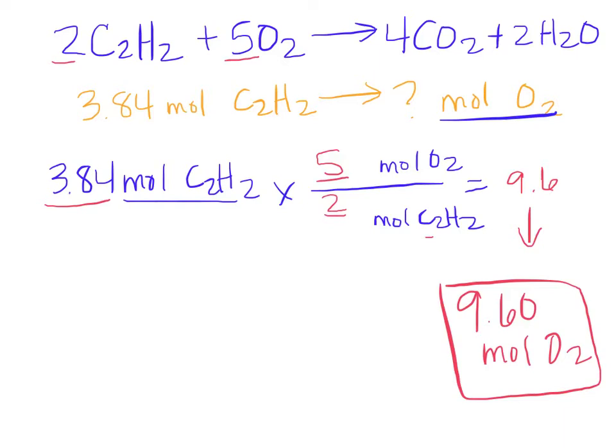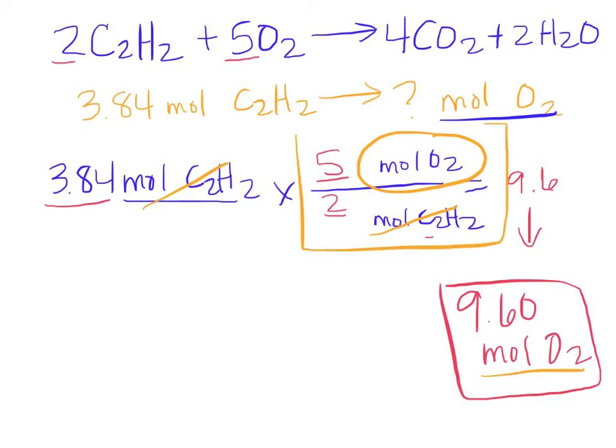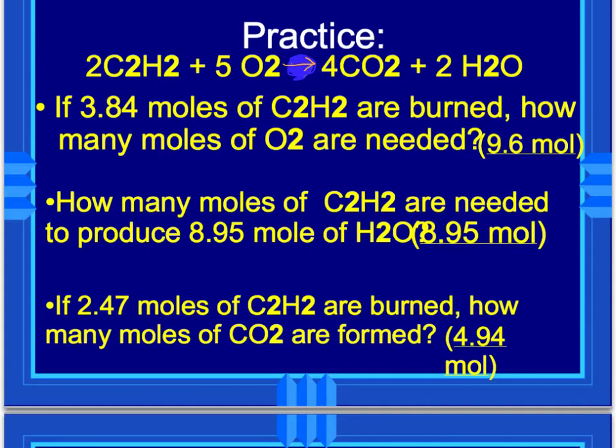So just a quick review of how I solved this problem. You're going to take your given, whatever your given units are, and it's going to go on the bottom, because these given units will then cancel out, leaving us in moles of oxygen, and that's what we wanted our answer in. And this thing here that I'm boxing right now is called the mole ratio, and that's what helped us convert from moles to moles. So let's go ahead and look at the second example problem here.